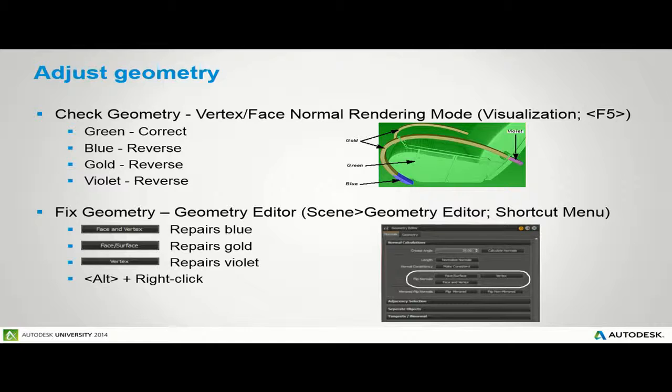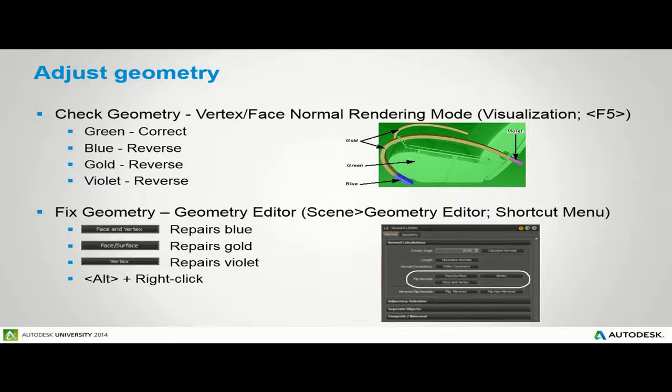And to see that, you need to first check the geometry. That can be done in the vertex face normal rendering mode, which can be opened from the visualization menu bar or by pressing F5. In this rendering mode, all the geometry is displayed in one of 4 colors: green, blue, gold, or violet.